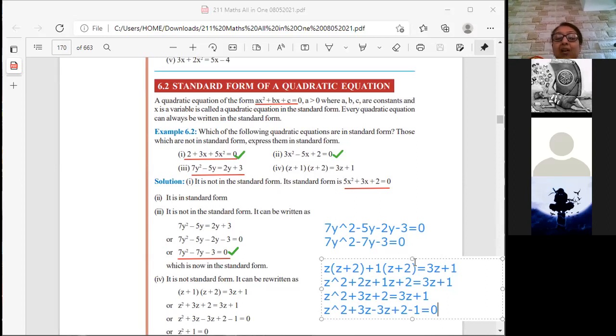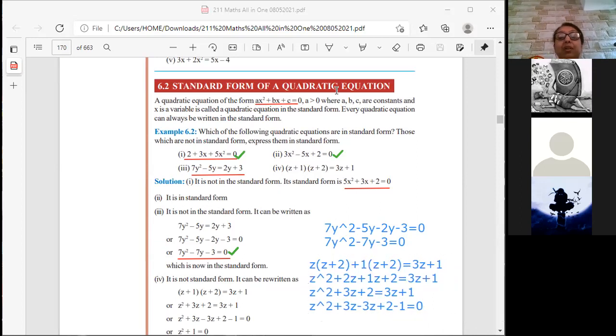Yes. Now you can see that plus 3z and minus 3z. What am I going to get? Plus 3z and minus 3z, 0? Yes, it will be cancelled. It will become 0. So now what is remaining? What do I have? I have z square. Plus 2 minus 1 will be plus 1, is equal to 0. Am I right? Yes.